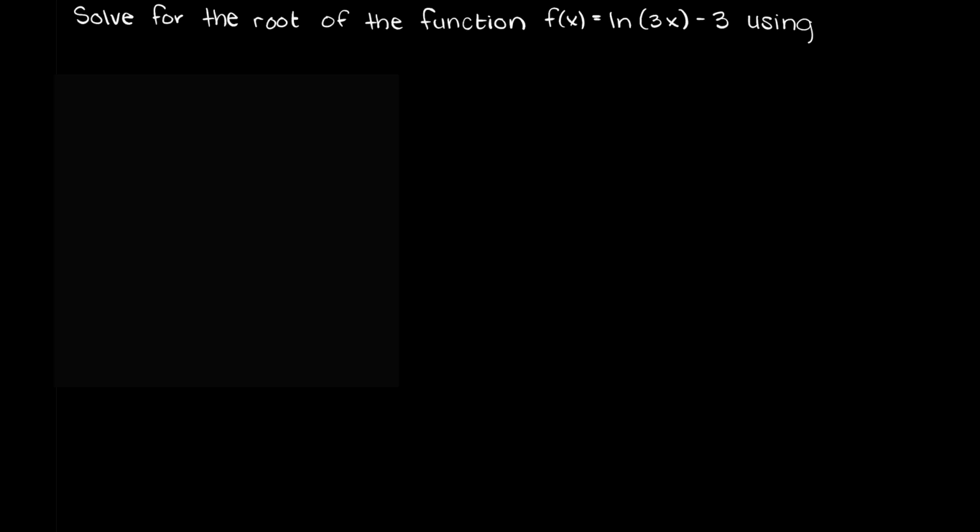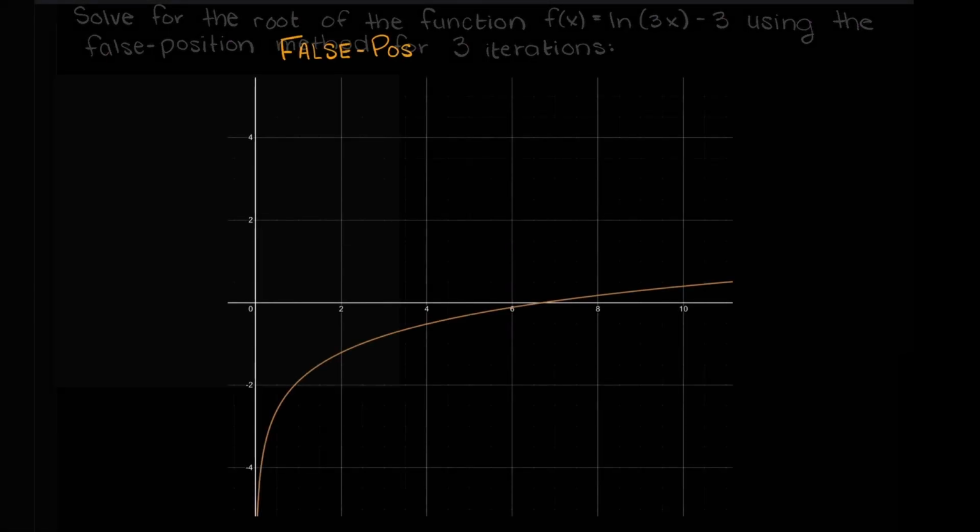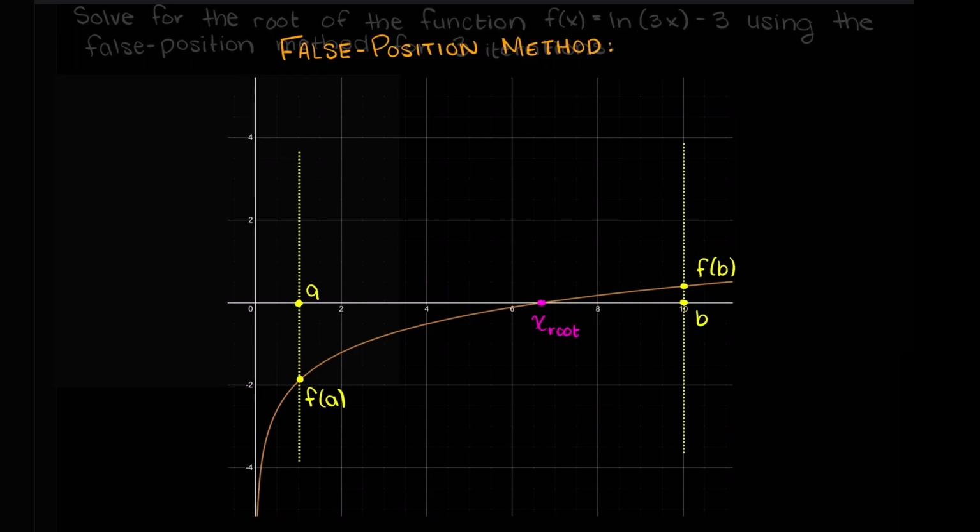Hey everyone. In this video, we're going to be working through a problem using the false position method. The problem states to find the root of ln 3x minus 3, using the false position method for 3 iterations. Briefly, the false position method is a closed, nonlinear numerical method, much like the bisection method that we learned about previously. So, it is a way of finding the roots of a nonlinear function.